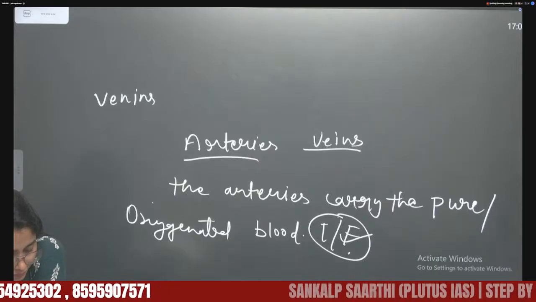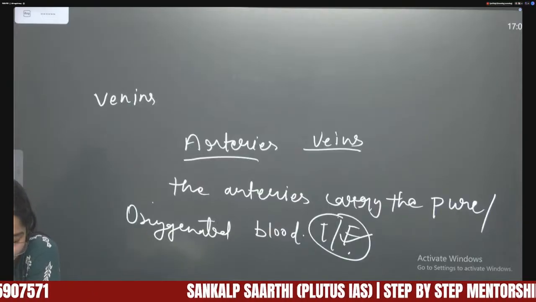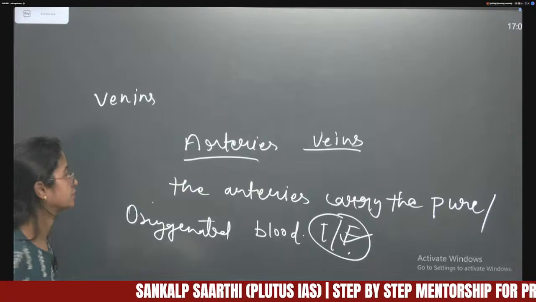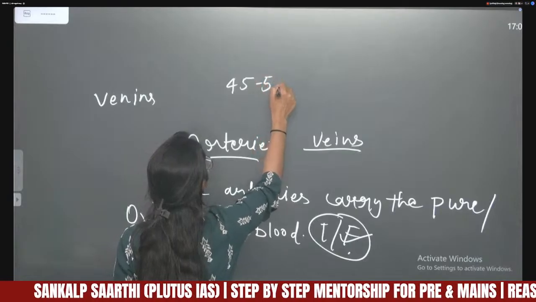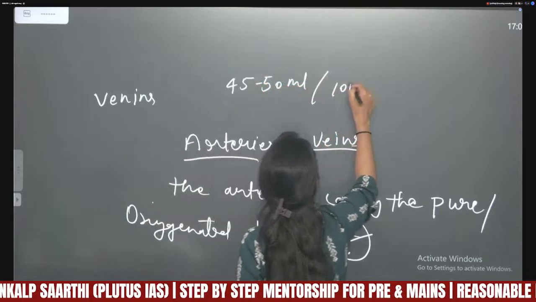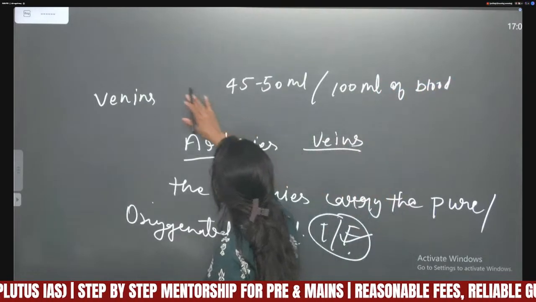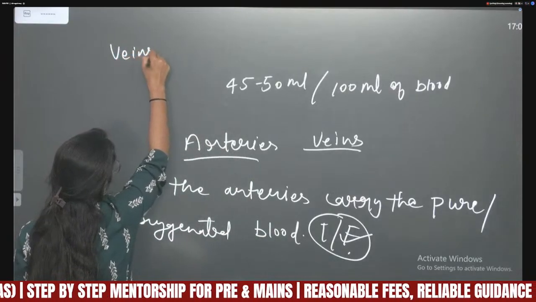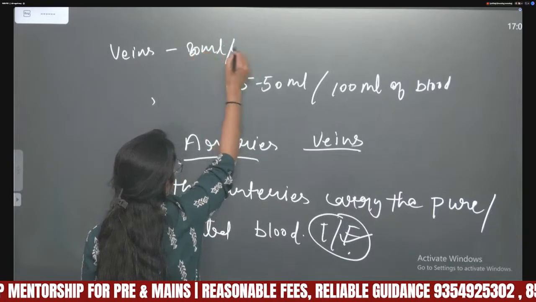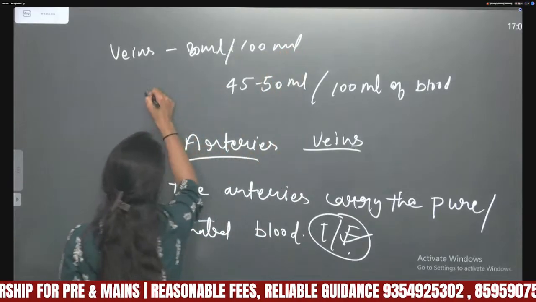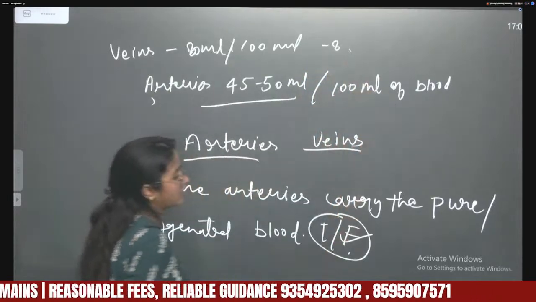While in arterial blood, its concentration is 45 to 50 ml per 100 ml of blood. How much is in veins? Veins have 80 ml in 100 ml of blood. Okay? And how much in arteries? 45 to almost half. Here it is 80%, here it is almost 45 to 50, half percent.